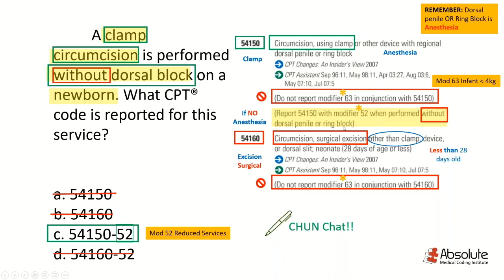Clamp, if no anesthesia, 52. And then bring that to your attention without. All right. And then this one here is going to be used if the baby is less than 28 days. So just these brief little things, like I said, be succinct with your chunking and you should be good.